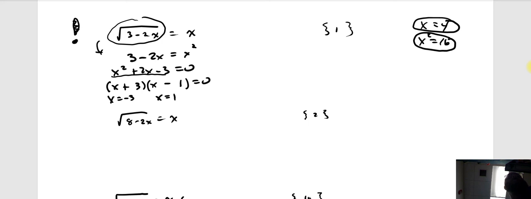Now, one thing you always want to do is check your solutions against the original. If we try the 1, happy days. The 1 works. I can already see it. I'll leave that for an exercise for the learner here.